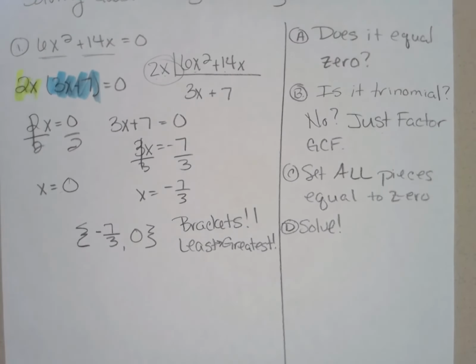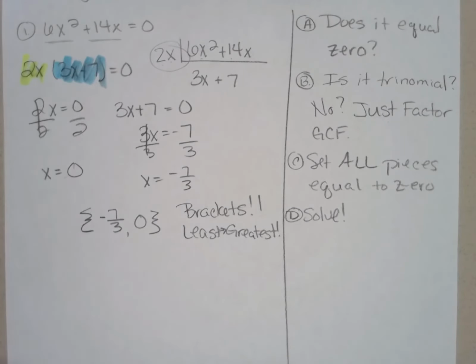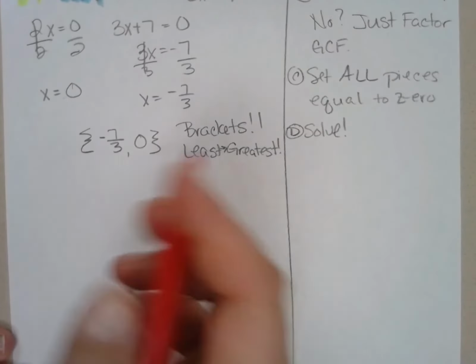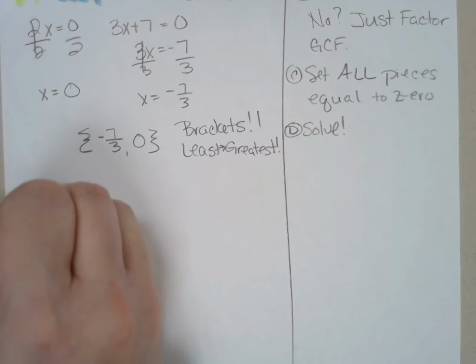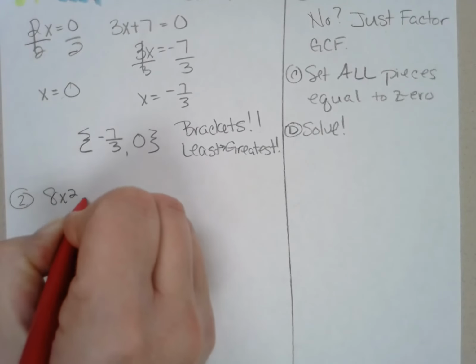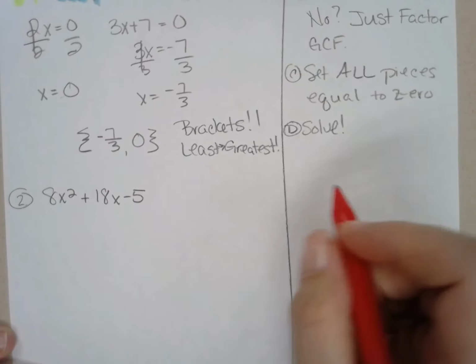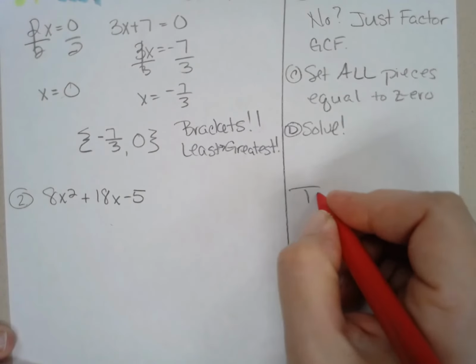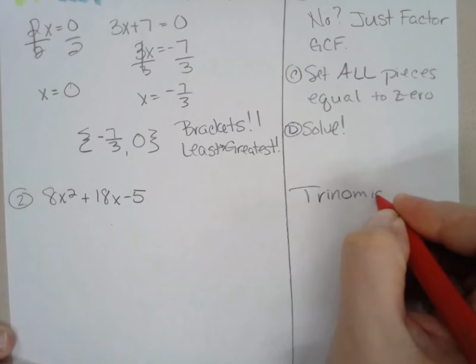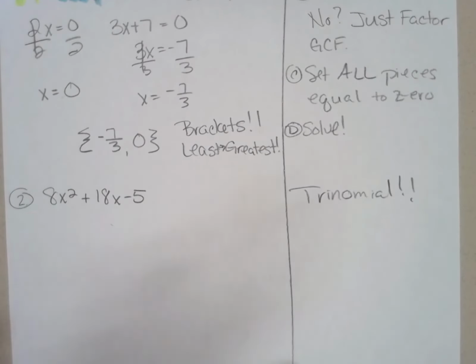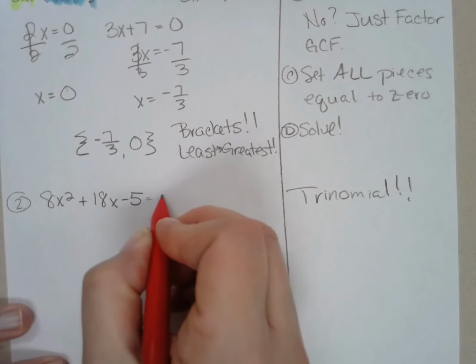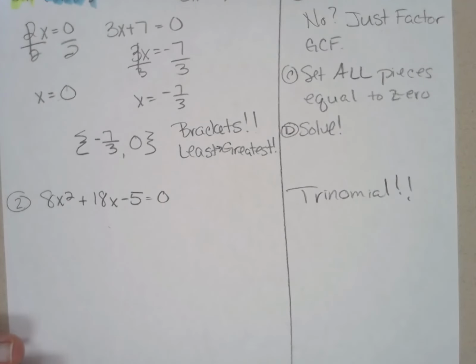Now, if it's a trinomial, it looks slightly different just because the factoring looks slightly different. So we do the same thing. Here's our second example: 8x squared plus 18x minus 5. So we have a trinomial. We're going to use a product sum puzzle, and we're going to make sure it equals 0 because that's what it's supposed to equal.